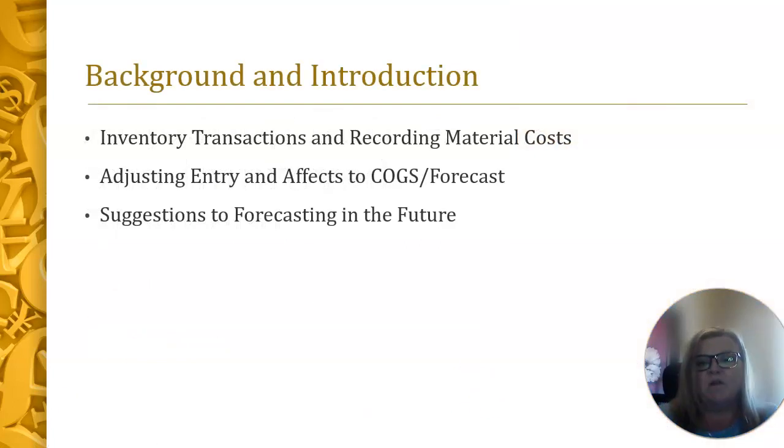So, just a little background and introduction. We're working with a company who has had some misrepresentation of what they expected from a forecast related to their inventory. So, we're going to be looking at inventory transactions and recording materials cost. Then we're going to look at the adjusting entries and the effects that this has to the cost of goods sold, as well as the forecast. And then lastly, we'll look at some suggestions to forecasting in the future.